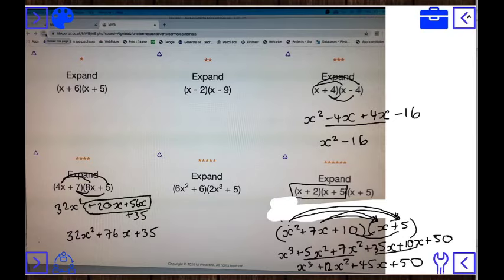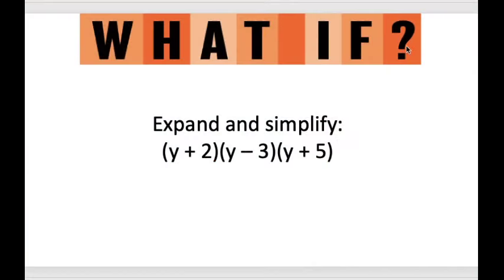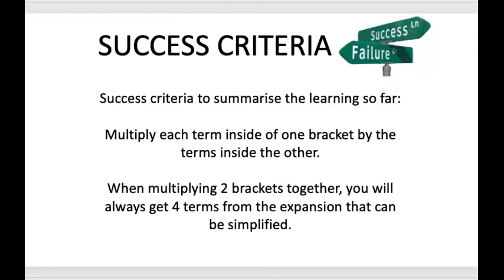So let's think about wrapping this up. We've just looked at what happens if we had three brackets, and we've also covered a number of things. Essentially, multiply every term in the second bracket by the terms in the first, and always look to see if you can simplify your answer.